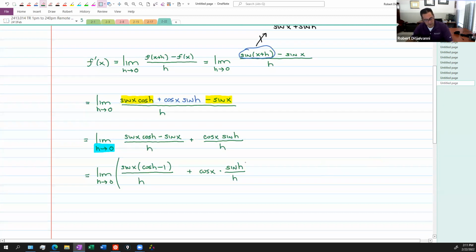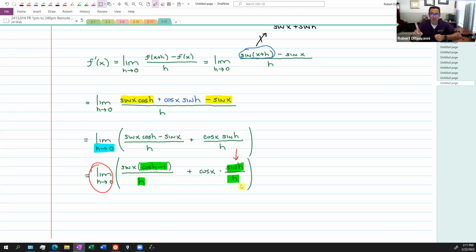Now h is going to 0. Maybe I should have this all in parentheses here. H is about to go to 0. I want you to focus your attention on this over this and this over this. Let's start with the second one. If h goes to 0, what does sine of h over h go to? Drum roll. Ash, good. It goes to 1.